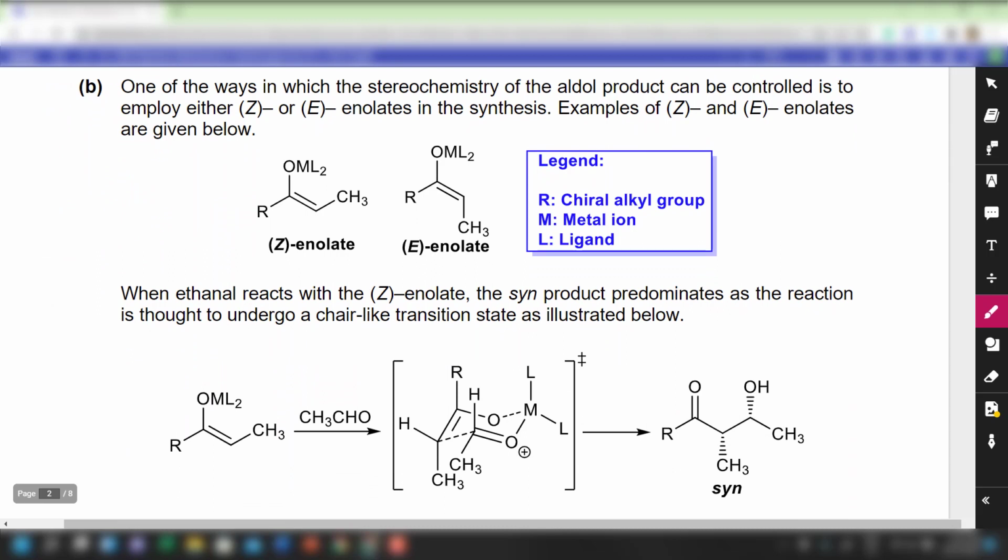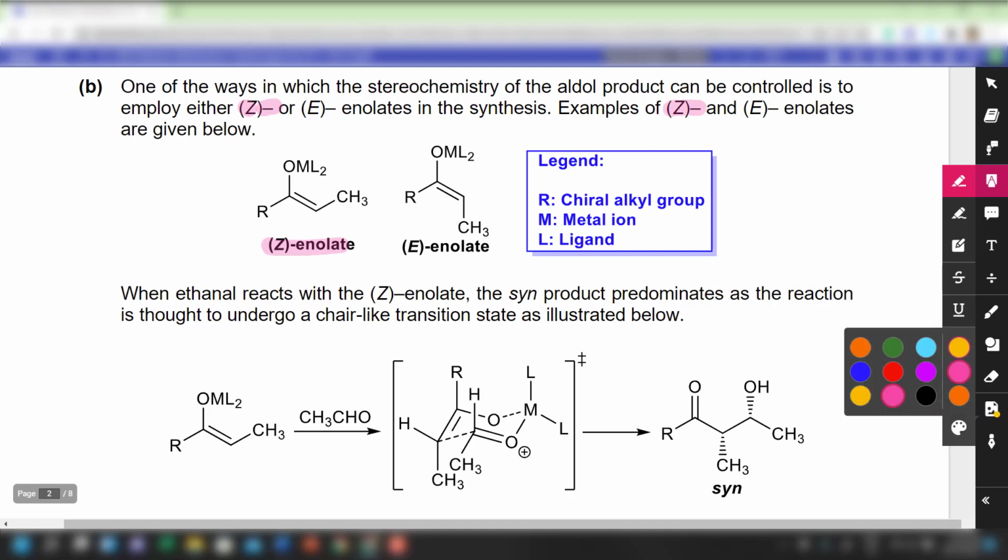But you have a diagram to guide you in your thought process, so it should not be as challenging as you think it is. Okay, so if you read part B, one of the ways in which the stereochemistry of the aldol products can be controlled is to employ either Z or E enolates in the synthesis. So this has been predefined for you. You were told the Z enolate is given here, and the examples are given below. And then of course you have the E enolate, and examples are given below as well.